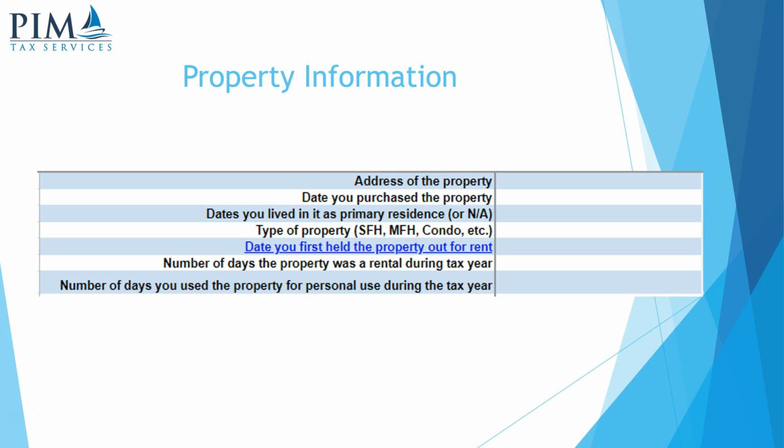Now, a lot of people interpret that to mean the number of days the property was rented during the year. That is not what that says. If it was available to be rented, it was a rental property. So we need to know the number of days it was available as a rental property, not the number of days it was rented. And then the final line is the number of days you used the property for personal use during the year.